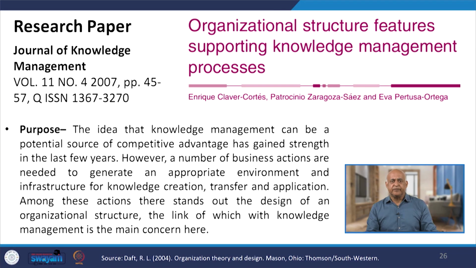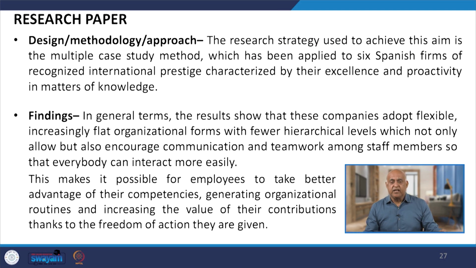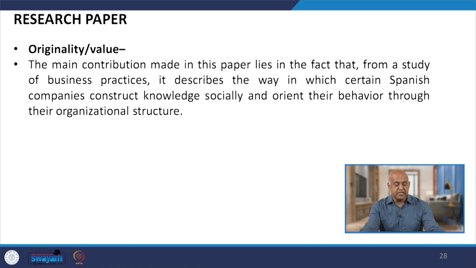This is a research paper, Organization Structure Features Supporting Knowledge Management Process. You can refer to this particular paper, and in this paper the results show that these companies adopt flexible, increasingly flat organization forms with fewer organizational levels. So, you can adopt the horizontal structure, but what is important is that you adopt the structure that will make you more productive, in addition to your culture of being flexible and productive. Here is this research paper's contribution to business practice.